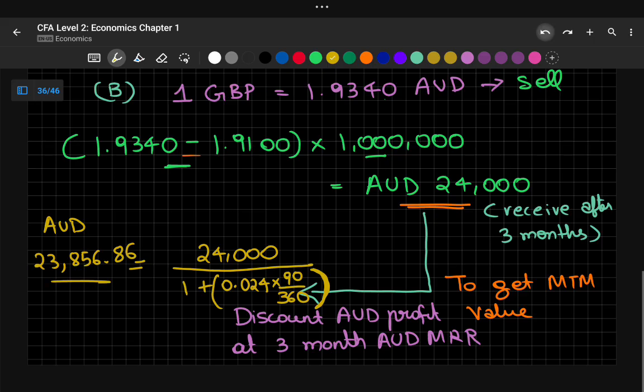The profit that Ria made is equal to AUD 23,856.86 if she closes her position after 6 months. For the 9-month forward contract that she had entered, she will get a profit of 23,856.86 AUD, and that is the MTM value. With this, we solve this problem.